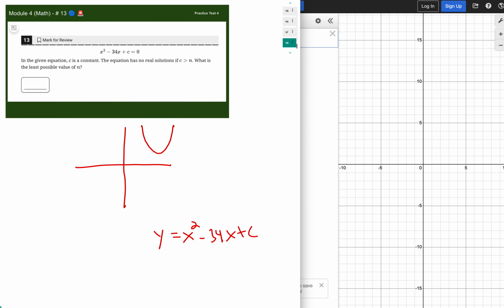So they want to know what would c have to be such that the least possible value of n, such that you get no solutions. Well, that's no solution, that's no solution, that's no solution, right? But what is the smallest value that n can be, where if c is bigger than that number, you'd get no solution? All right, so let's see.